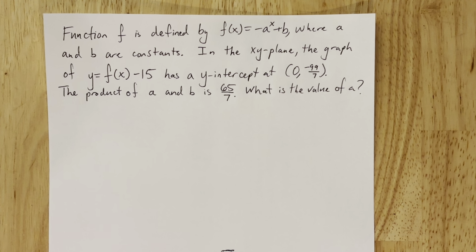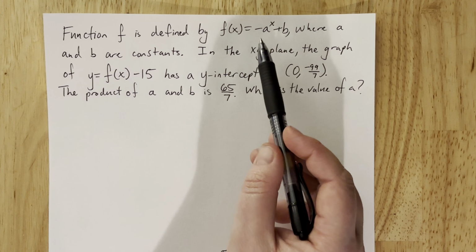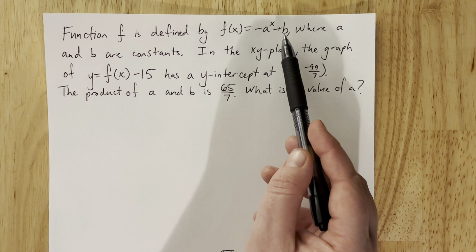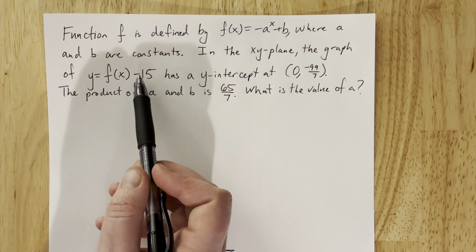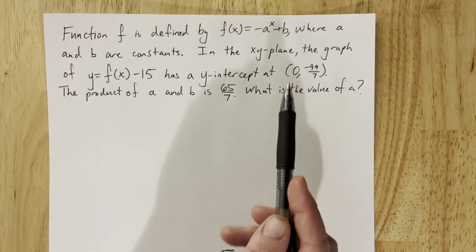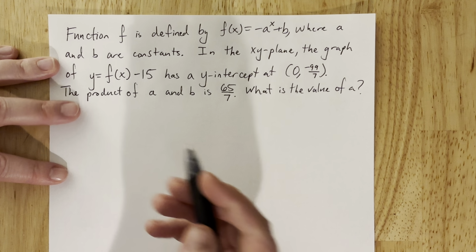This is a pretty complex problem. It has a lot of different things going on, but it has some things that we can tackle right away. So the first thing we know is that f of x equals negative a to the x plus b. But then we're given another function where y equals that original function minus 15. And for this value, we know the y-intercept. The nice thing about y-intercept is it gives us an x value and a y value. So we're going to think about that.